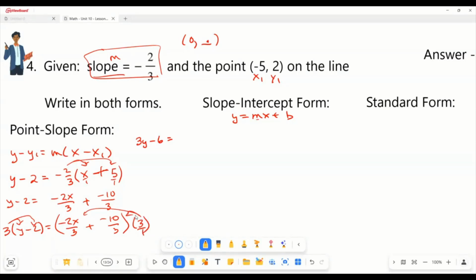Distributive property. We're doing this so that the denominators go away. 3 divides out with 3. We're left with negative 2x. 3 times negative 2x over 3. 3's divide out, negative 2x. Plus negative 10 times 3 over 1. 3's divide out, we get negative 10. Let's kind of clean that up a little bit. I could have just gone ahead and written that this is minus 10.